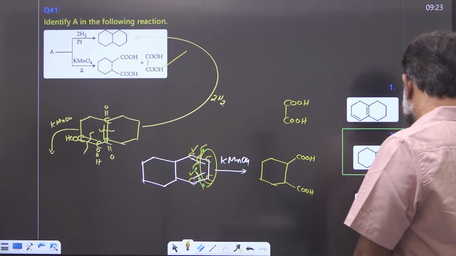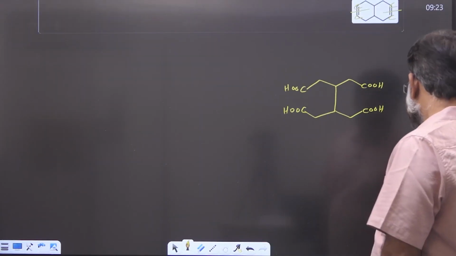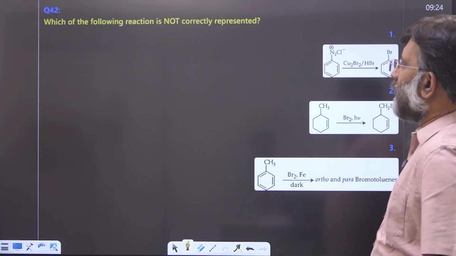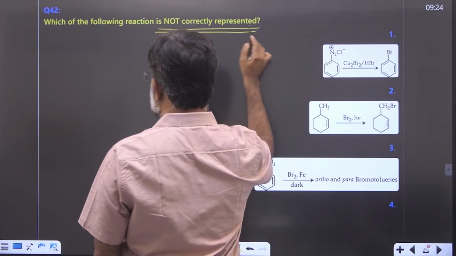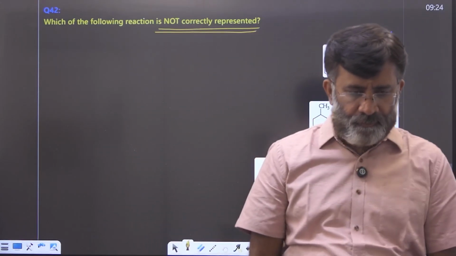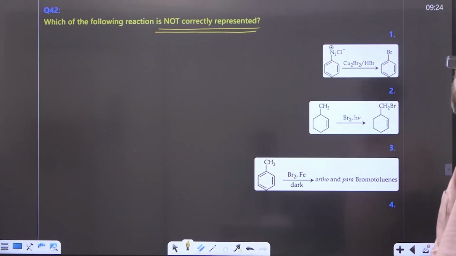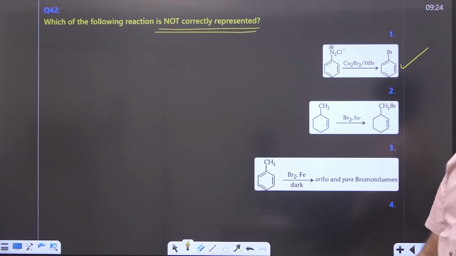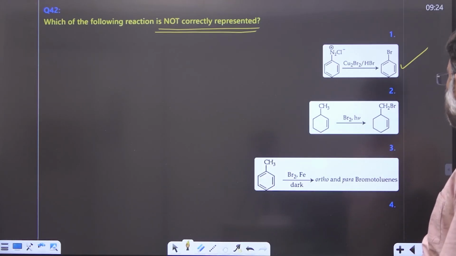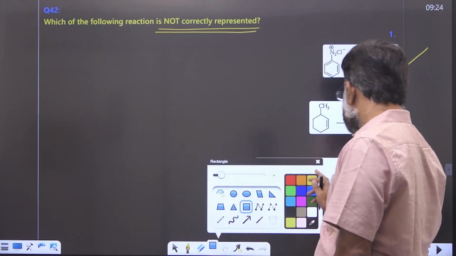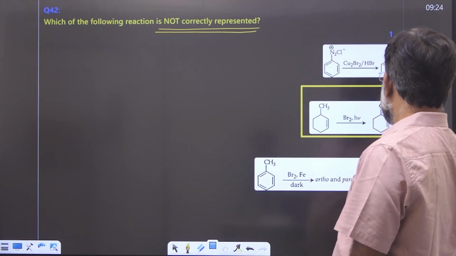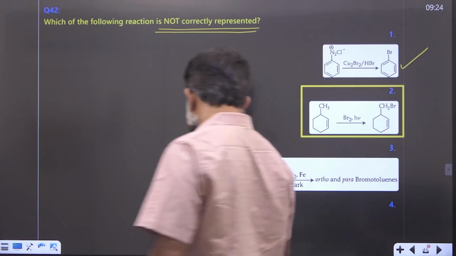Okay. Next question. Question number 42. Which of the following reactions is not correctly represented? That is the question. Option 1, it is Sandmeyer's reaction. It is correctly represented. Option 2 is the answer. What is option 2? You see why it is the answer.